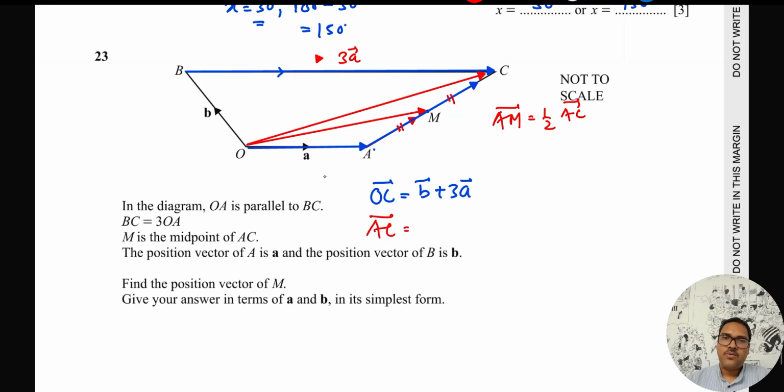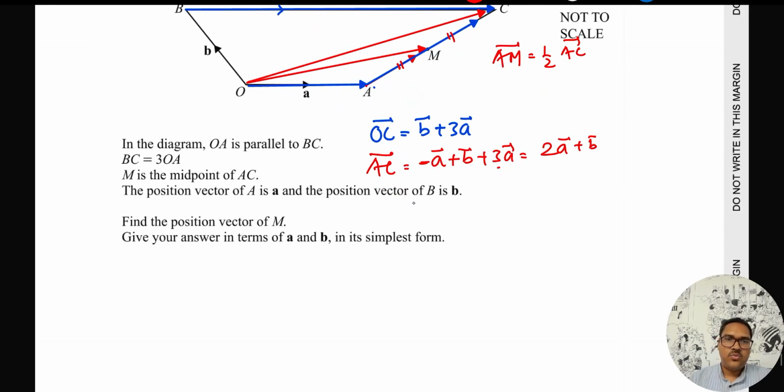A to C vector is equal to, from A to O, you will go. So this is minus A, and then O to C you will go, which is OC vector. So OC vector we know. What is this OC vector? This is B plus 3A. So this is 3A minus A, which is 2A plus B. So we have got AC vector.